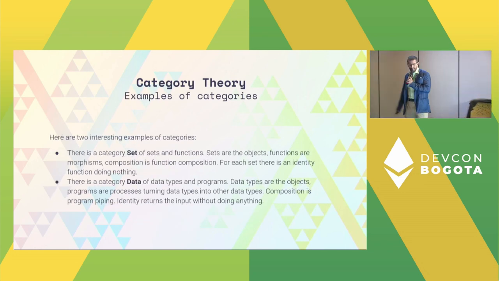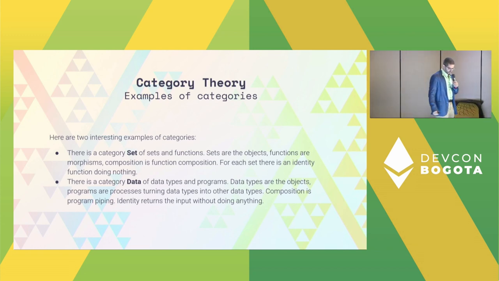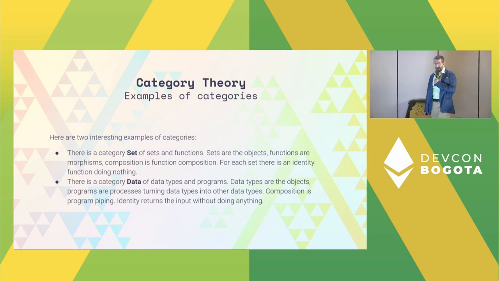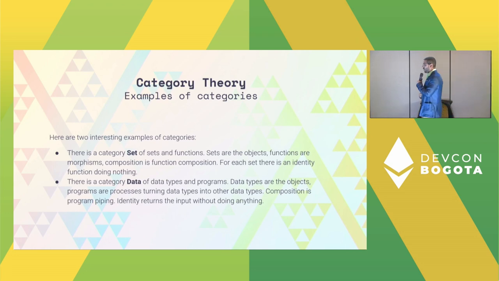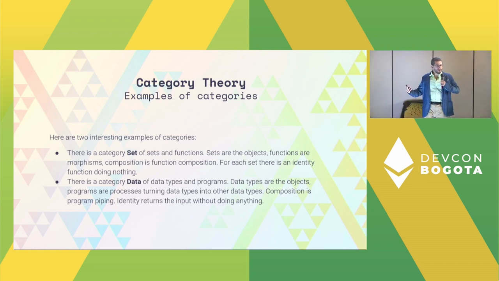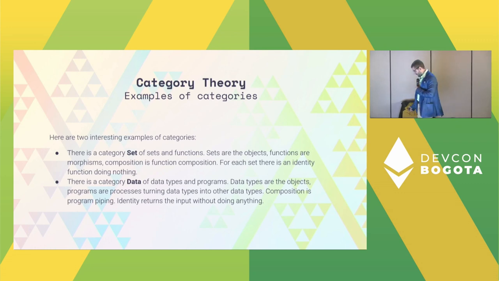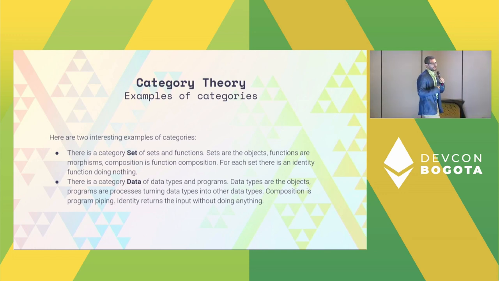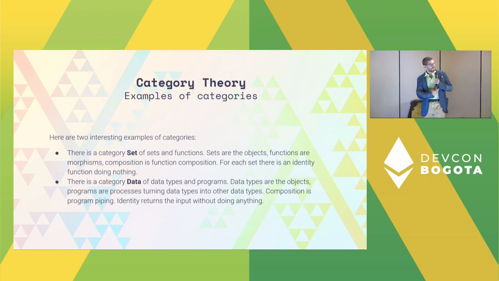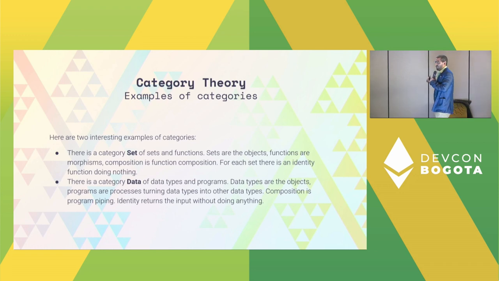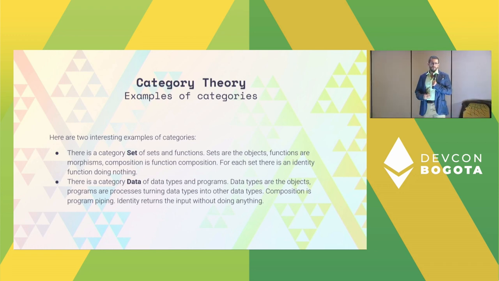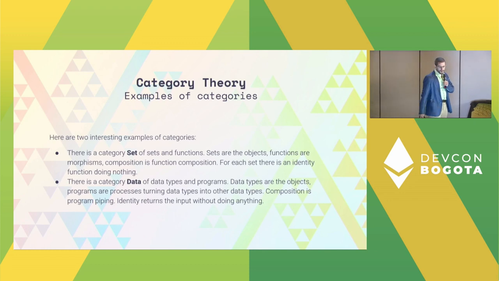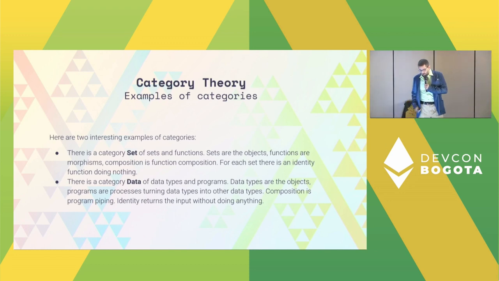Let me give you some examples of categories that are probably familiar to, I hope, as many people as possible here. There's a category called Set, where your objects are sets and your morphisms, so your processes, are functions between sets. There is always a function that doesn't do anything, and you can pipe functions into each other. For programmers, there is another category called Data, where your objects are data types and your programs are programs that turn data types into data types. Again, you can compose programs. This is basically functional programming style. You can pipe the output of a program into the input of another program if the data type matches. And you also have a program that just returns the input without doing anything.